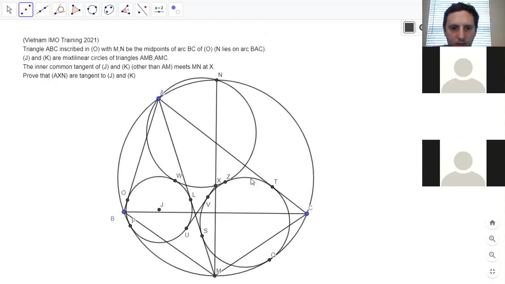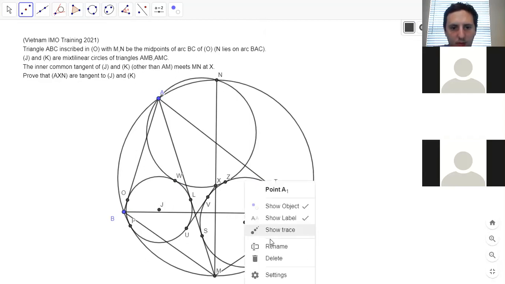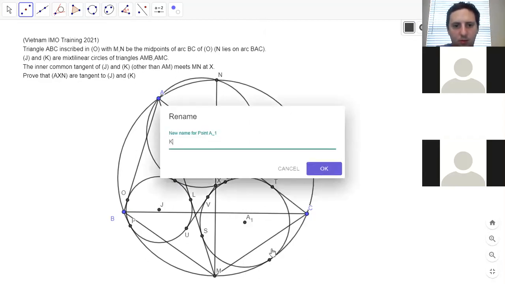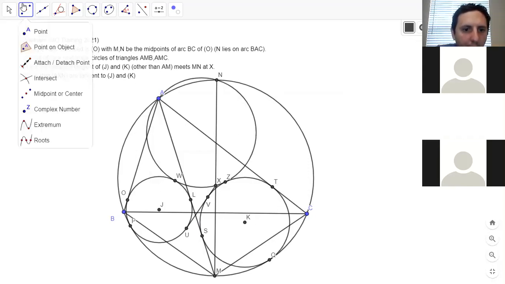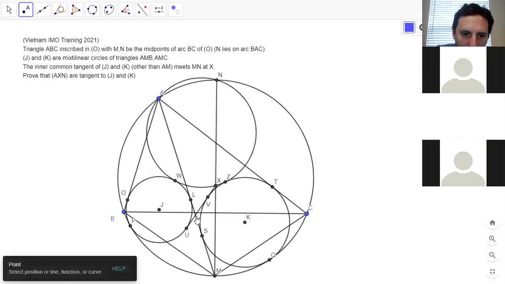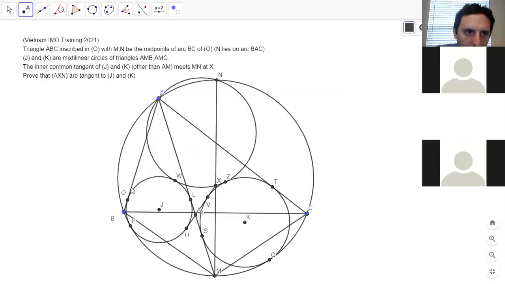It seems like AM passes through the point of homothety taking J to K, like the inner homothety center. Oh, this point? Yeah, maybe we can call it a point. Maybe it will help. Okay. But I haven't proved it yet.